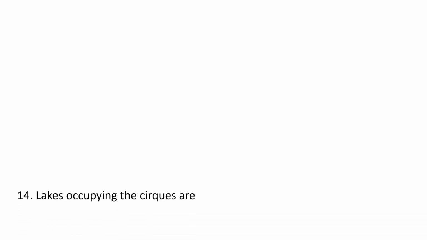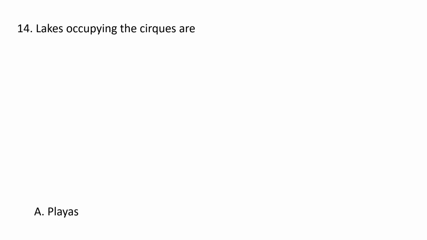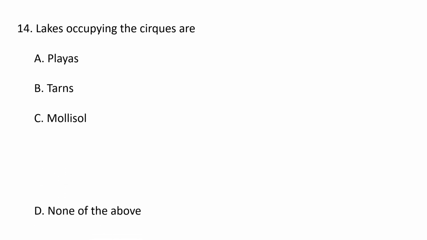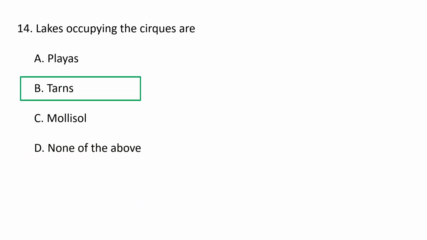Next question. Lakes occupying the cirques are A. Playas, B. Tarns, C. Mollisol, D. None of the above. Lakes occupying the cirques are known as tarns. A tarn or corrie loch is a mountain lake, pond or pool. It is formed in a cirque which is excavated by a glacier. So lakes occupying the cirques are known as tarns. B is the correct option.